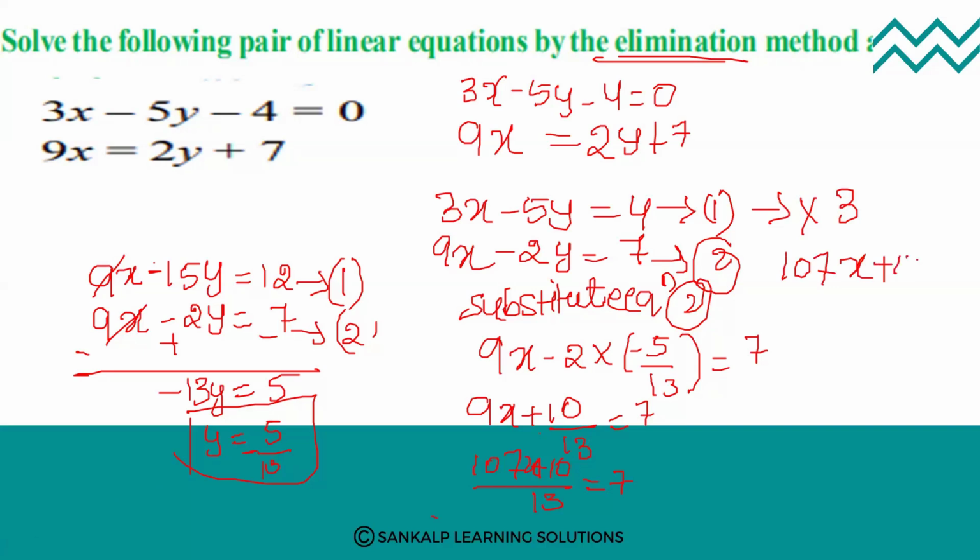117x plus 10 is equal to 91. So 117x is equal to 91 minus 10. So x is equal to 81 divided by 117. x is equal to, when you do the division, what you will get?